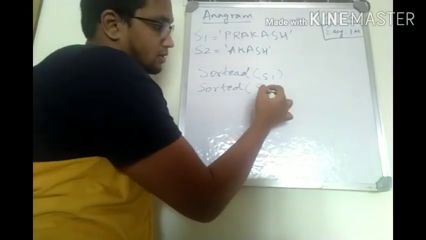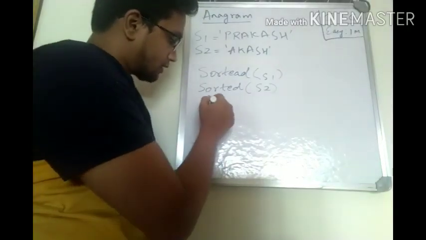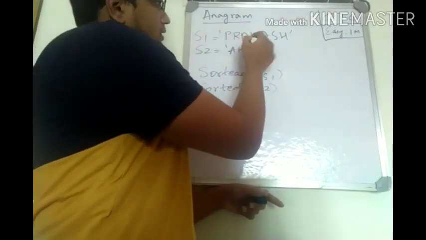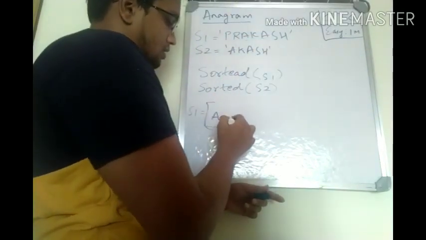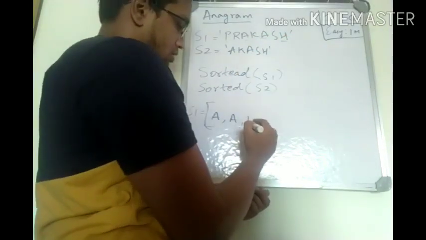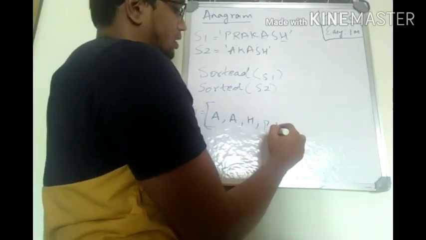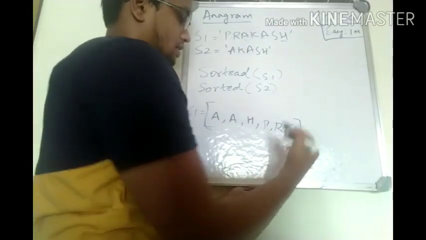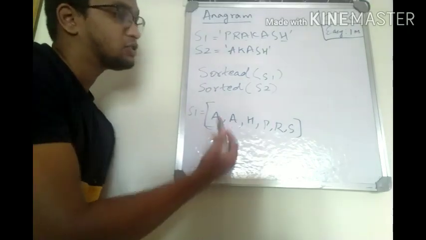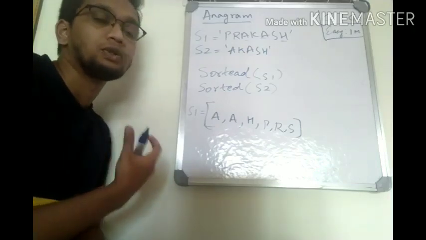and sorted of S2. Sorted of S1 really means it will convert S1 into A, B, C, D, F, G, H, I, J, K, L, M, N, P, Q, R, S. I hope this is the correct alphabetical order. Yeah. So it converts the string into an alphabetically ordered string. That's what sorted does.